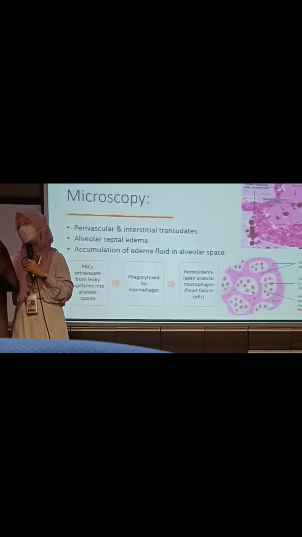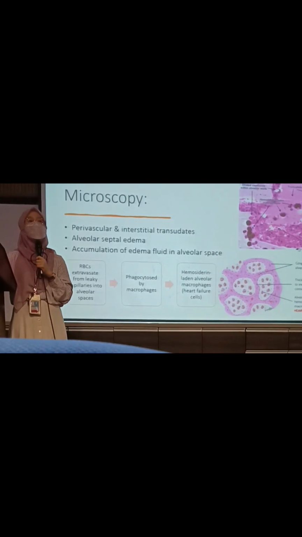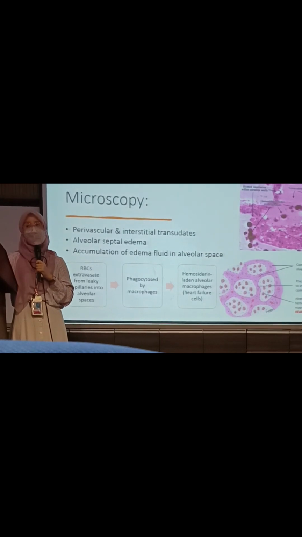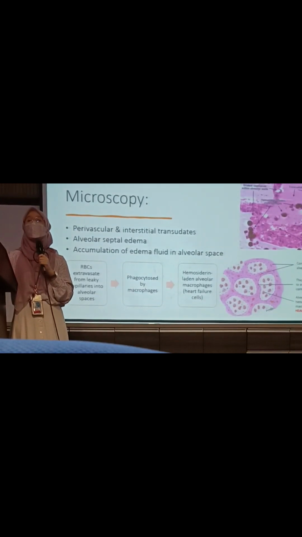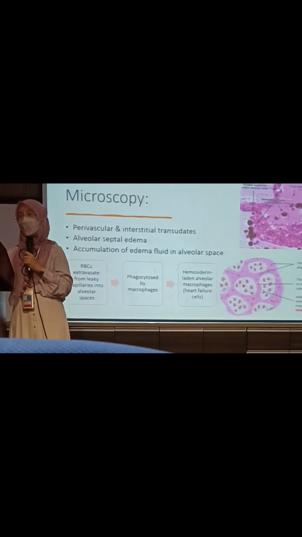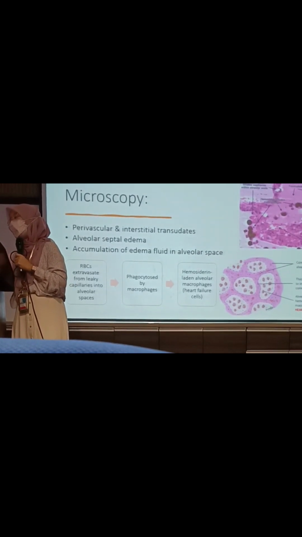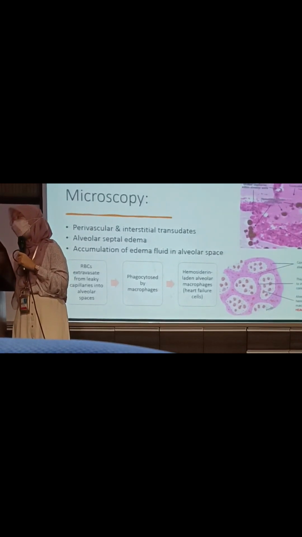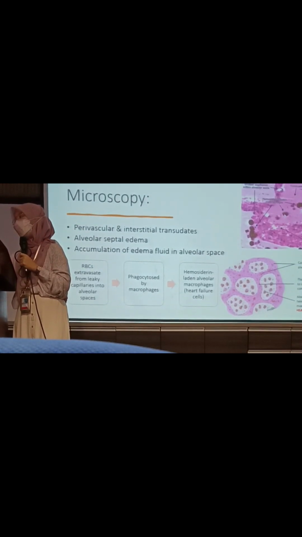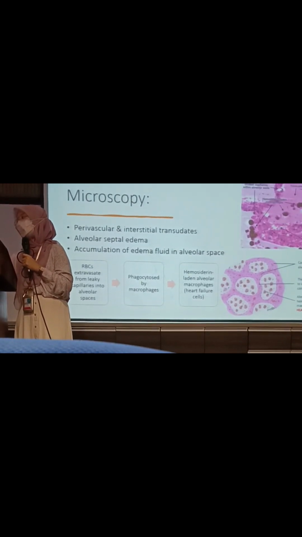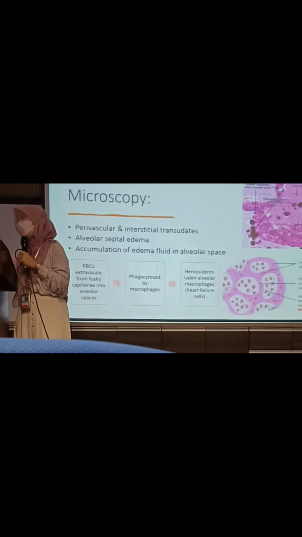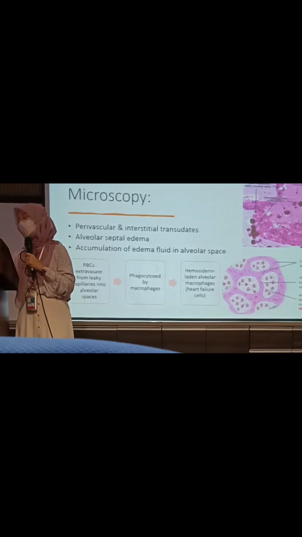So when there is extravasation of fluid, there will also be extravasation of RBC. When RBC goes into the space, that is not the normal space, the macrophage will engulf the RBC, and this will turn into a hemosiderin laden cell, also called a heart failure cell. So you can see here in the alveoli there is hemosiderin laden macrophage. So these are heart failure cells. Okay, these are alveoli, and these are the small RBCs that have leaked into the alveolar space.